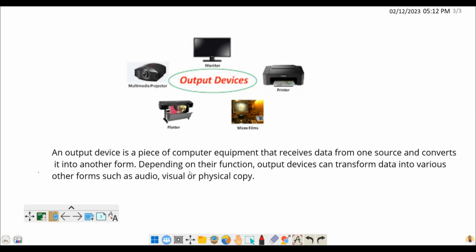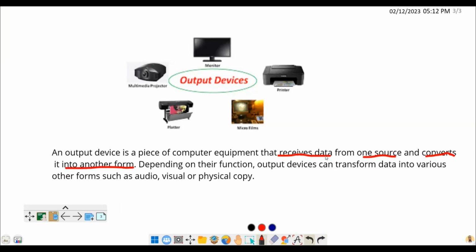So first of all, what you need to know is that an output device is a piece of computer equipment that receives data from one source and converts it into another form. The main important issue here is that output devices receive data from one source and convert the data into another form.